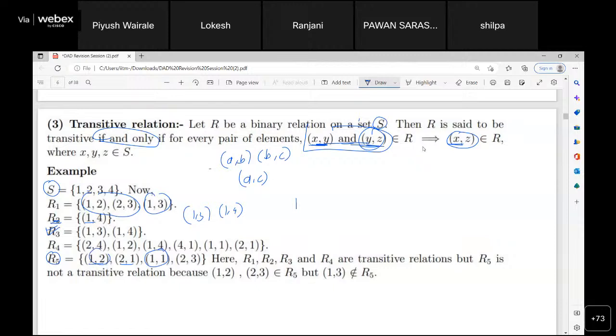One more thing, y is the same here in this case also, right? So 1 comma 2 and 2 comma 3. So there should exist x comma z, that is 1 comma 3, right? So 1 comma 3 is not present in my R5, then I can say this R5 is not a transitive relation, right? But suppose 2 comma 3 is not present, then in that case can I say it is a transitive relation? Yes, yes. Right. Then I can say it is a transitive relation.